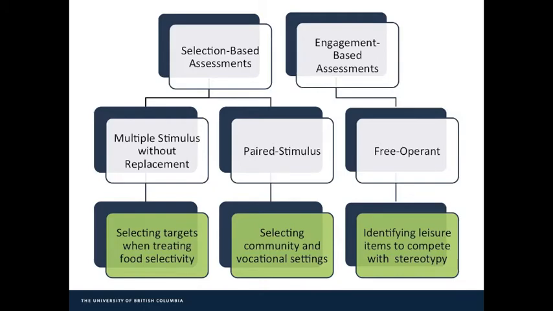We're now going to move into these three case presentations. First, we're going to talk about using a preference assessment to select targets when treating food selectivity. Then we'll move on to selecting community and vocational settings. And finally, we'll look at identifying items to compete with engagement and stereotypy.